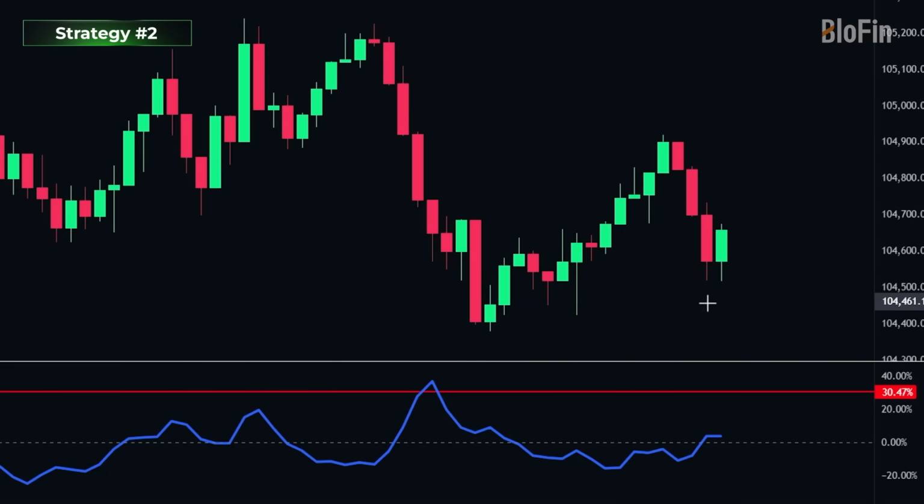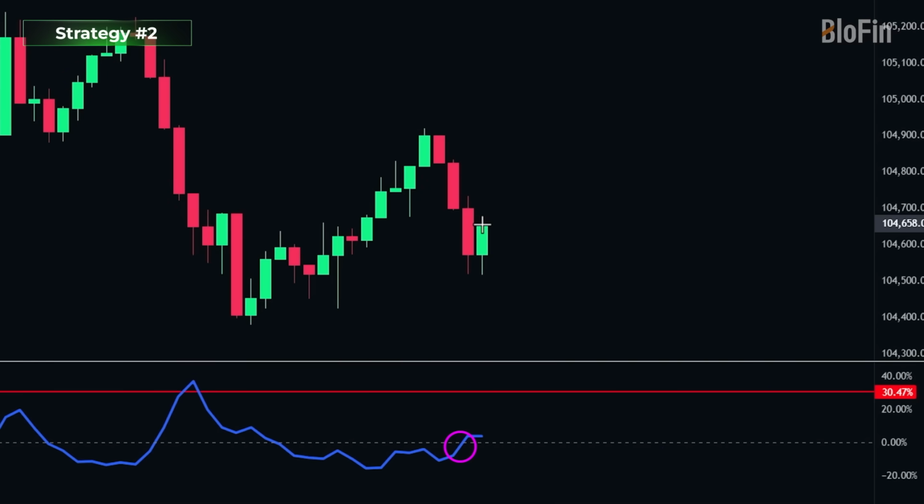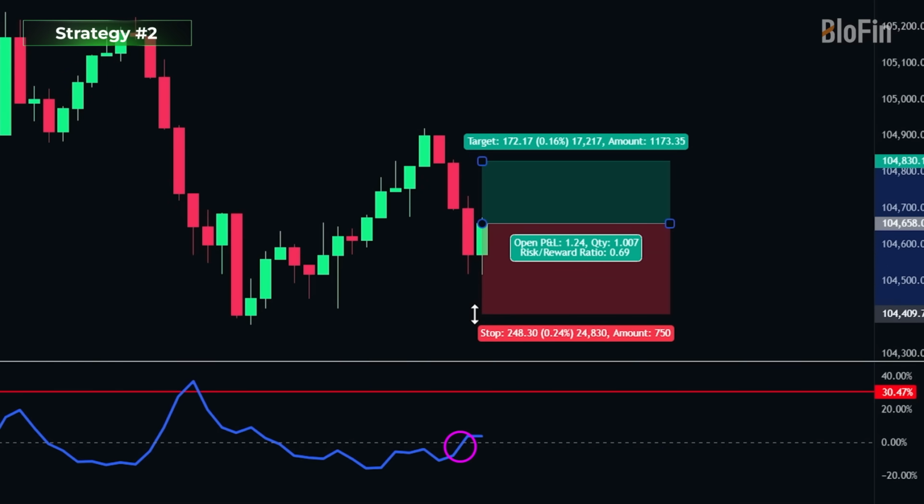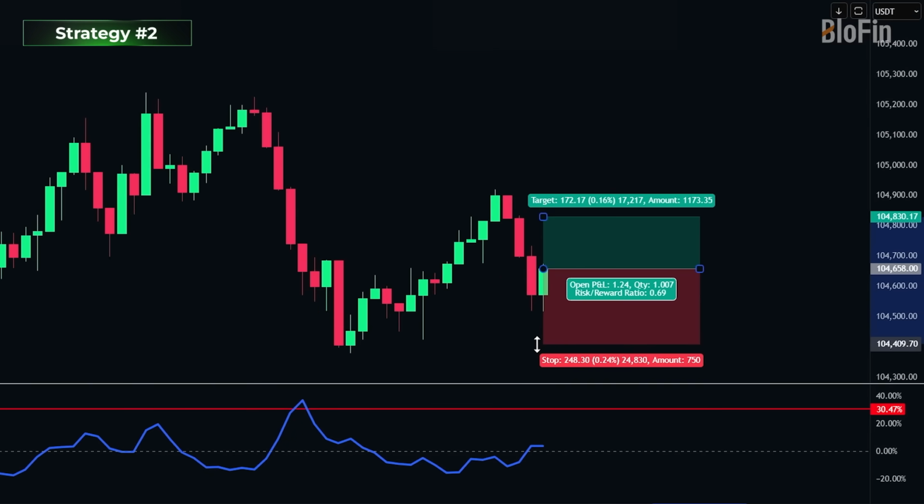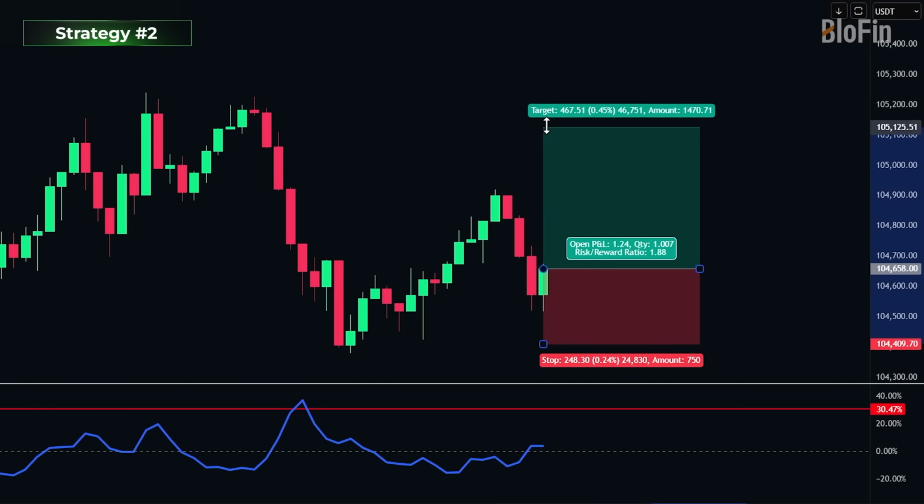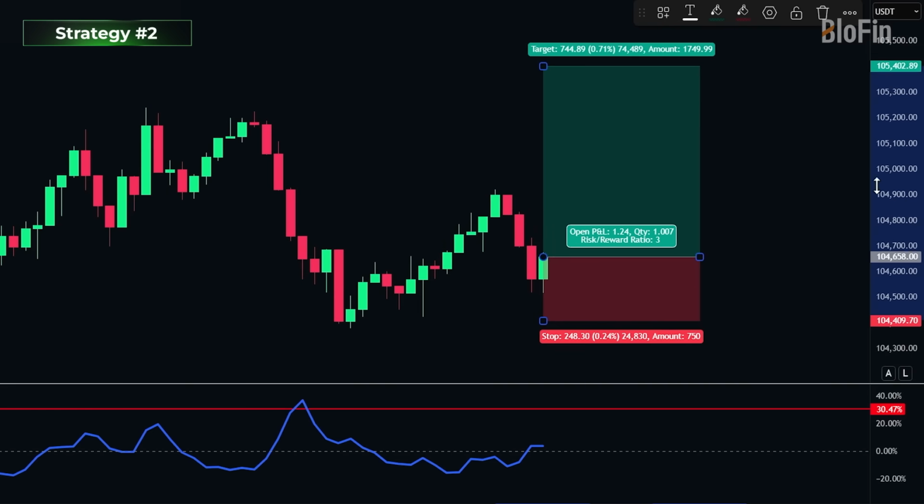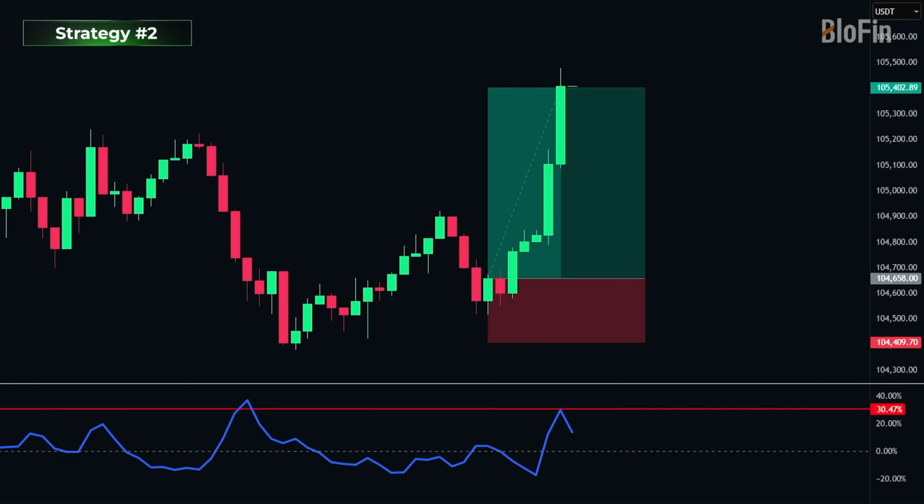Once the trend reversal is confirmed with high volume, that's when we enter a buy position. Next, place your stop loss just below your entry and make sure to give it enough room to breathe so you don't get stopped out too early. Then, set your take profit at 3 times your risk. Now just let the price run. And as you can see, price reverses and hits our profit target.